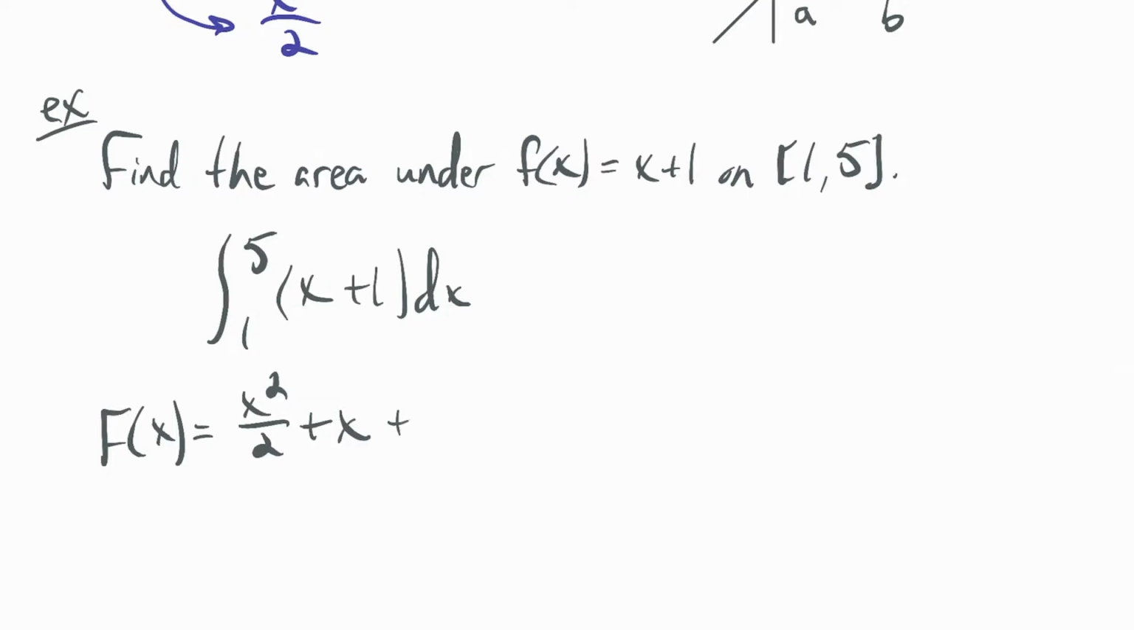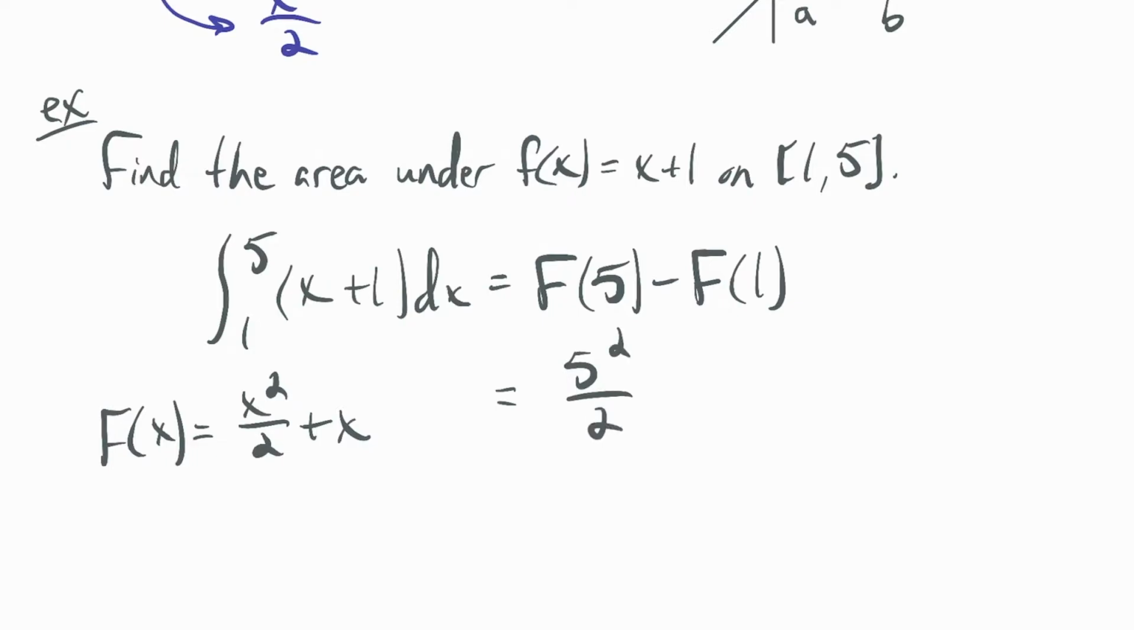So I could put plus 0 or plus 1 or plus 15 or whatever I want. That number we choose doesn't matter. And the reason is we end up subtracting anyway. So the 15 would cancel with the other 15 when we subtract. So let's just not bother with that at all. We don't need it because it'll go away anyway. So this is going to equal big F of 5 minus big F of 1. And we're supposed to get 16, right? So this will be 5 squared over 2 minus 1 squared over 2.